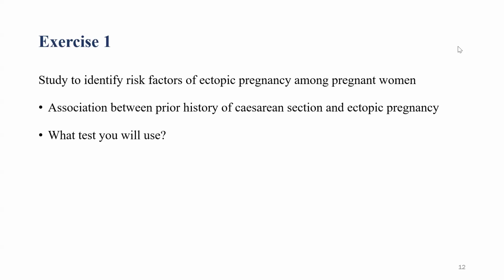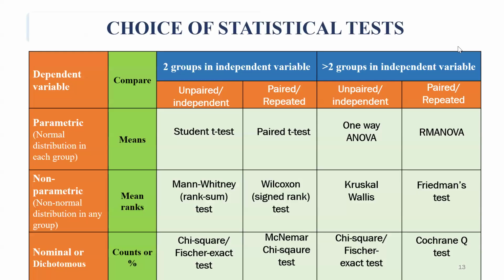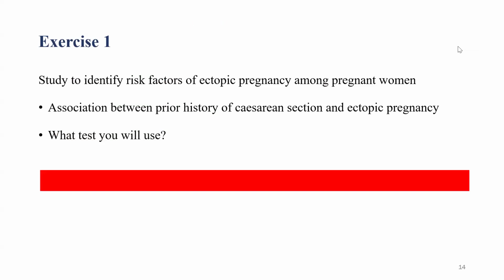Yes, exactly. Sir, can you give your inference? As it is independent, both of the variables are unpaired variables. Yes. It is categorical and unpaired. So history of cesarean section is categorical, either yes or no. Same way, ectopic pregnancy is also categorical, either yes or no. And we couldn't find any kind of paired observation in this scenario. So the ideal test in this scenario will be the chi-square test.